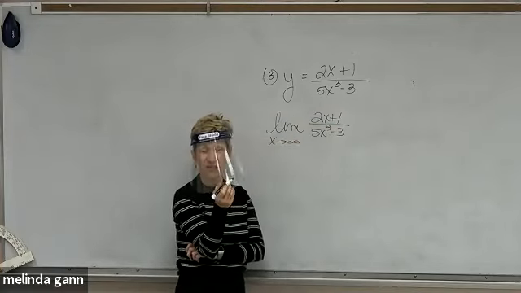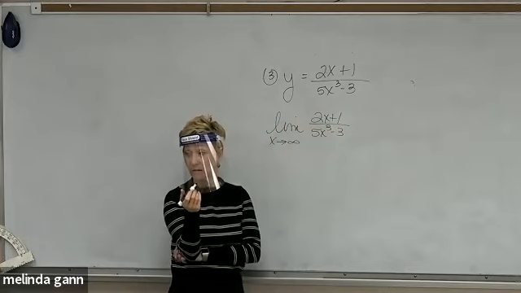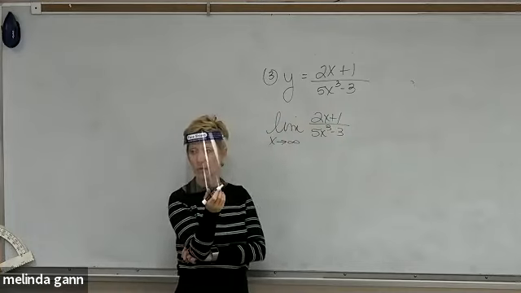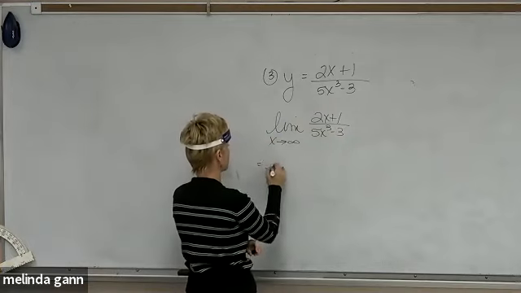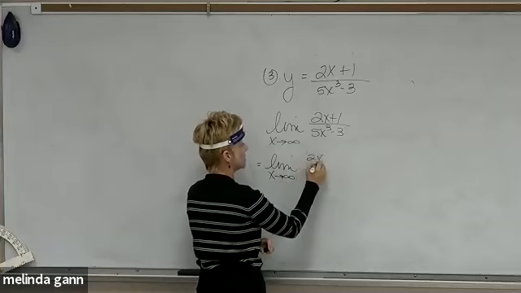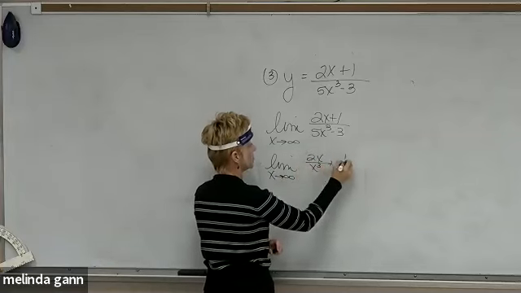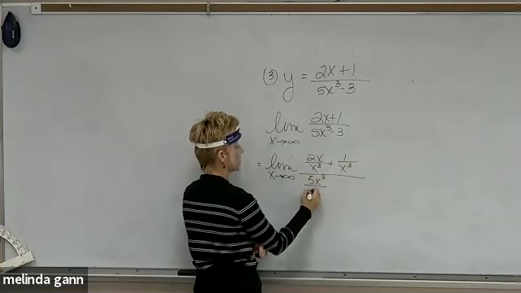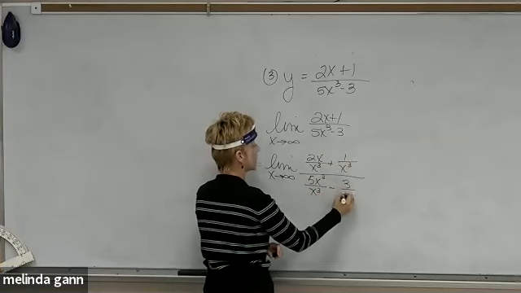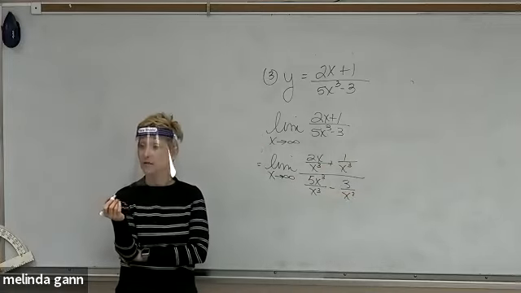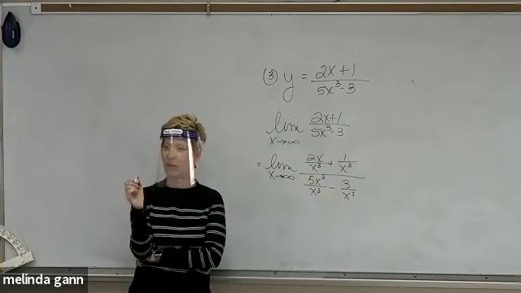All right, this time what did everything get divided by? X what? Cubed, the biggest power in the denominator. So you've got a 2x over an x cubed, you've got a 1 over an x cubed, you've got a 5x cubed over an x cubed, and you've got a 3 over an x cubed. So does everybody understand how I'm deciding what to divide every term by? It's the variable to the highest power in the denominator.